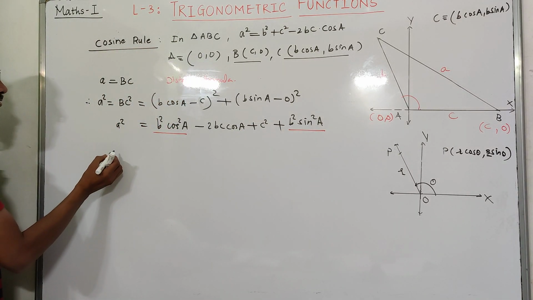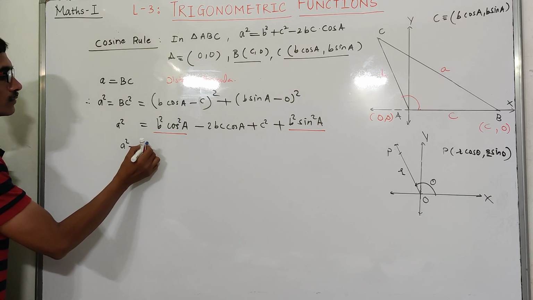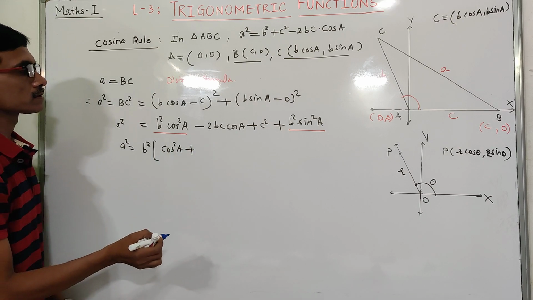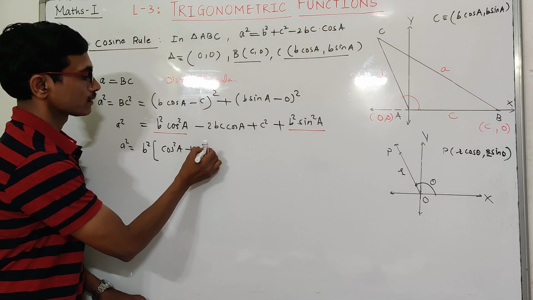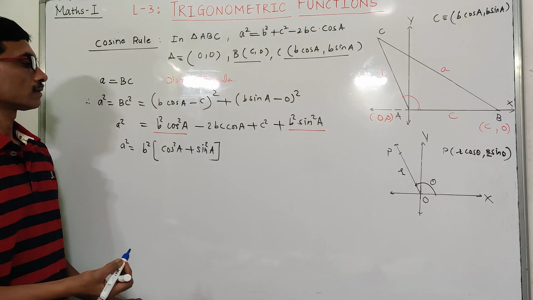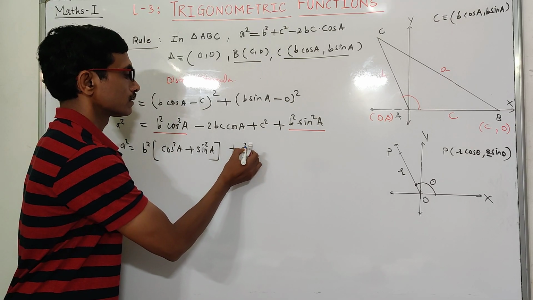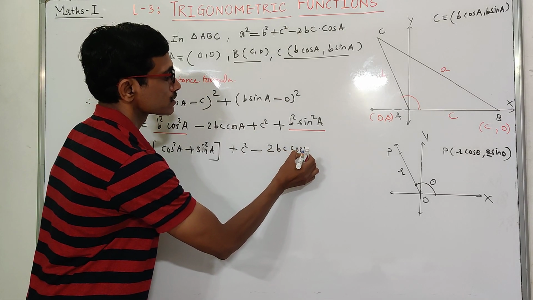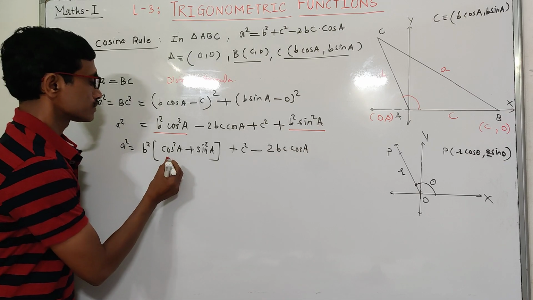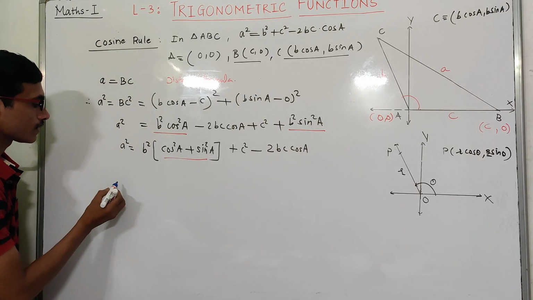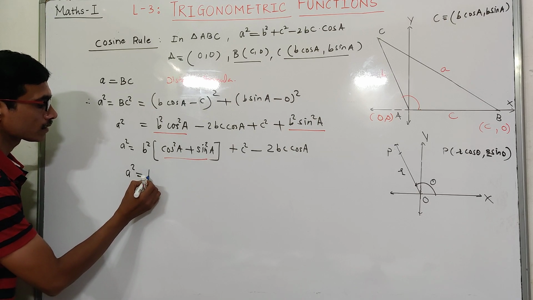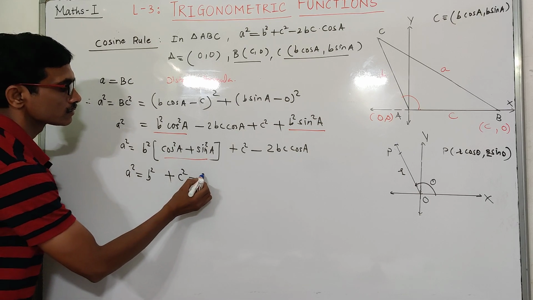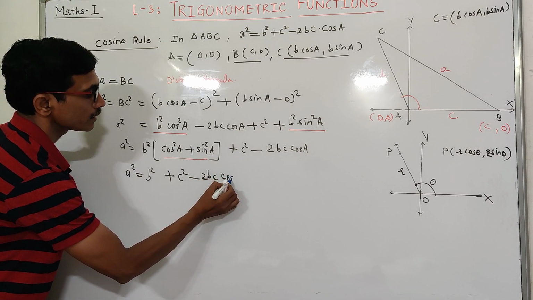We collect this. a square is equal to b square, we take common, cos square A plus sin square A, plus c square, and we are writing minus 2bc cos A. By the identity, sin square plus cos square is 1, so a square is b square into 1 plus c square minus 2bc cos A.